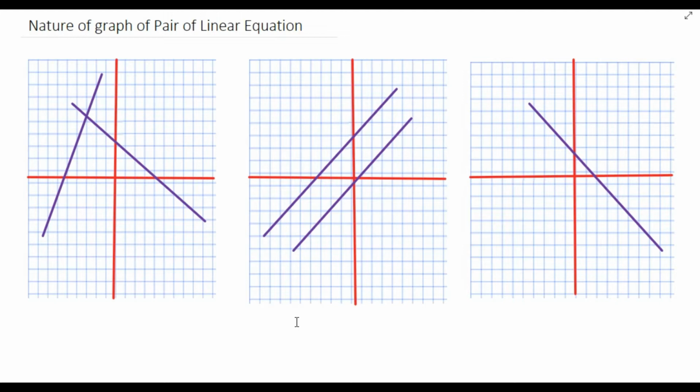So we have already seen how to solve a pair of linear equations by the graphical method. When we solve a pair of linear equations, do you think that we will always get two intersecting lines? No. Sometimes the lines may be parallel like this. Sometimes there will be only one single line. So what does that mean?